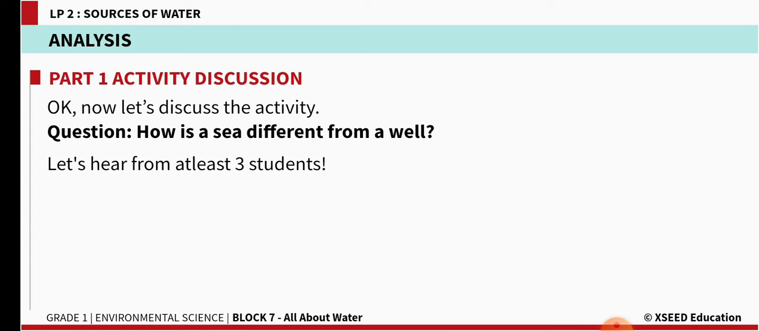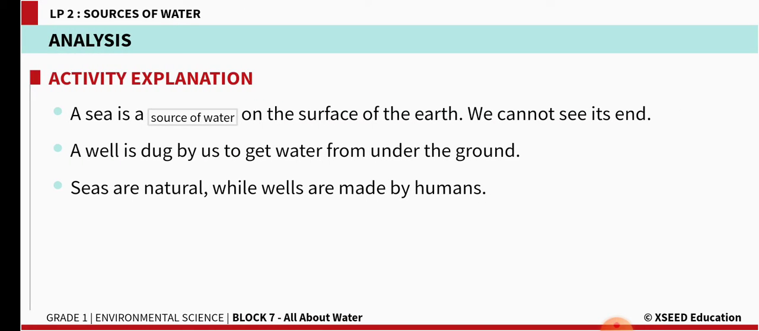How is a sea different from a well? Sea has salt water, well has fresh water, and also sea is a surface water source and well is an underground water source, right, children? Sea is a source of water on the surface of the earth. We cannot see its end, it is very big. A well is dug by us to get water from under the ground. Seas are natural while wells are made by humans.